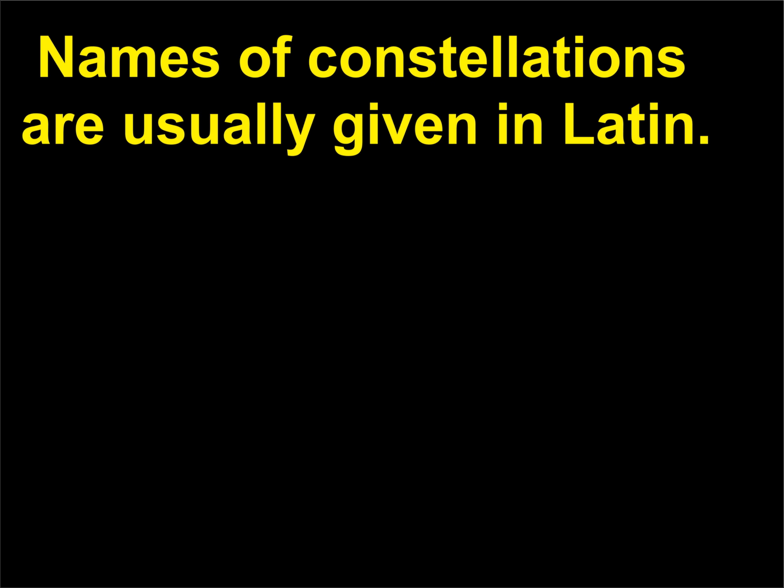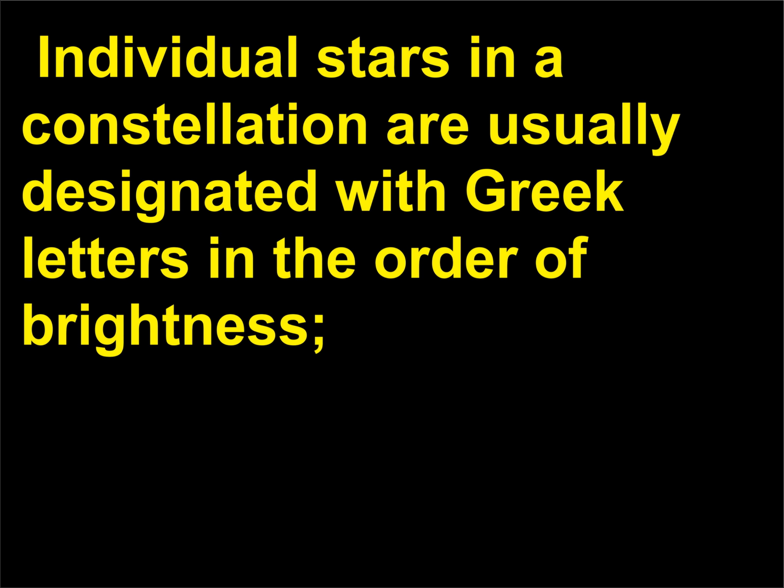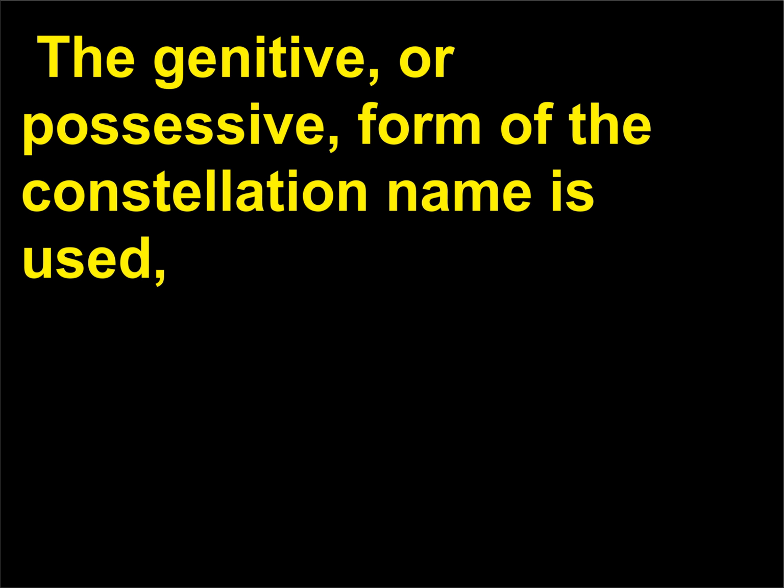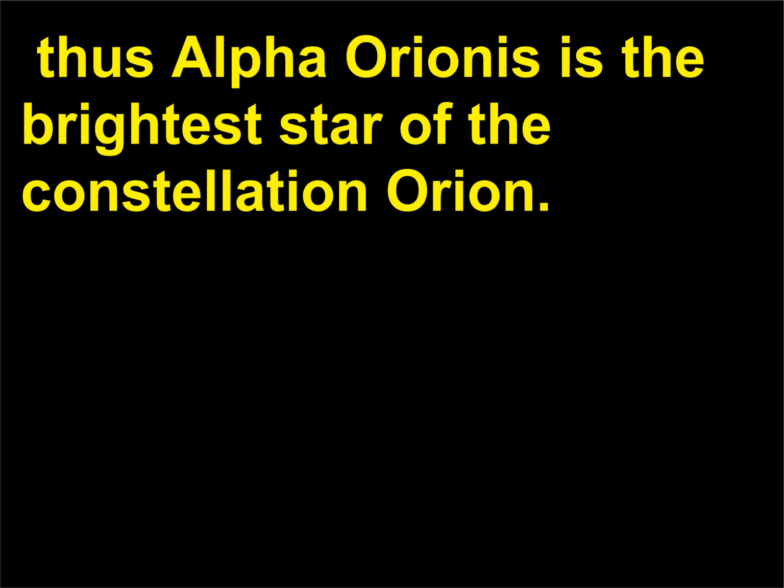Names of constellations are usually given in Latin. Individual stars in a constellation are usually designated with Greek letters in the order of brightness. The brightest star is Alpha, the second brightest is Beta, and so on. The genitive, or possessive, form of the constellation name is used. Thus Alpha Orionis is the brightest star of the constellation Orion.